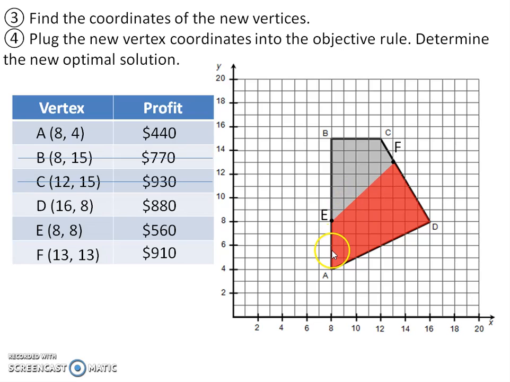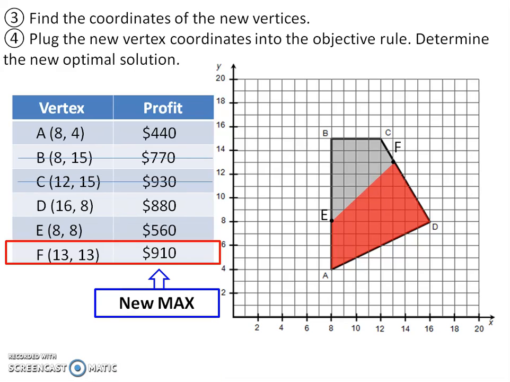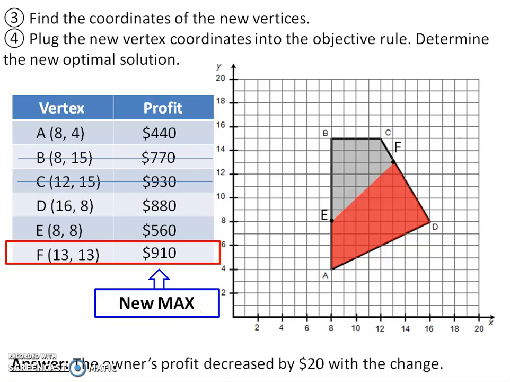And with the new points, A, D, E, and F, the only ones that are still accurate and appropriate after the new constraint, using those ones, I've got to come up with the new maximum profit. It turns out to be this one. Before, my max profit was 930. Now, my max profit is 910. So to answer the final question, that's step 5 on your handout, the answer is that the owner's profit decreased by $20 with the change. That's it.